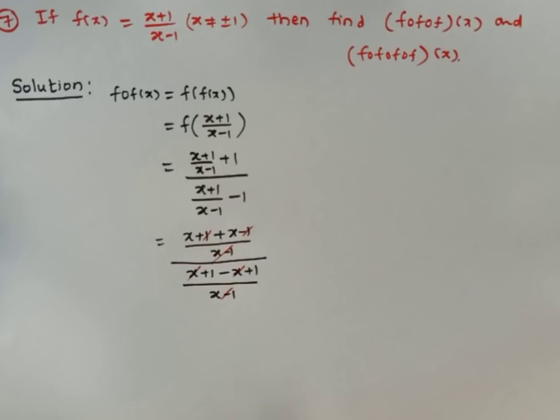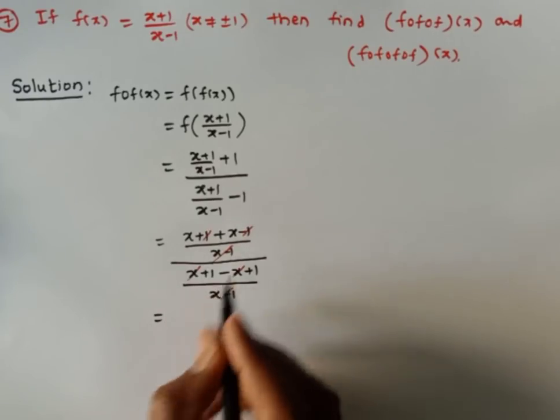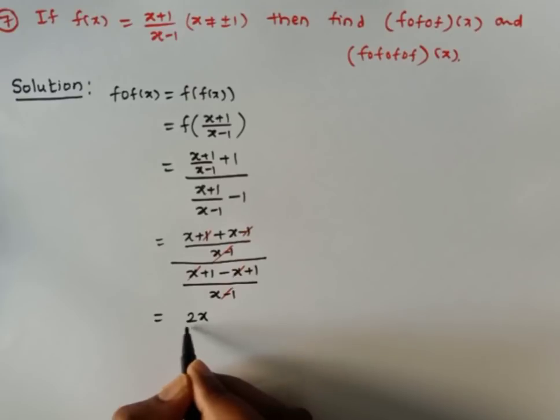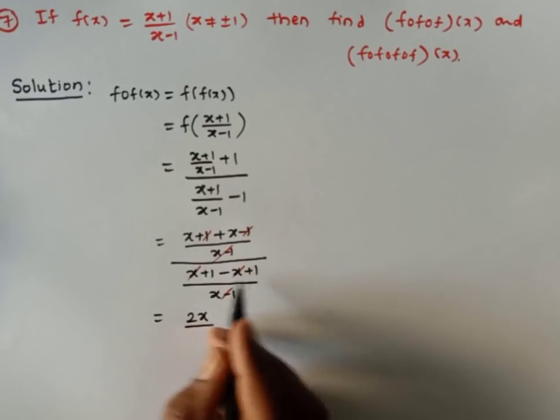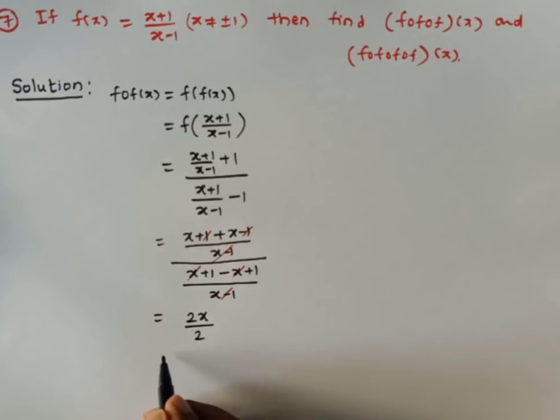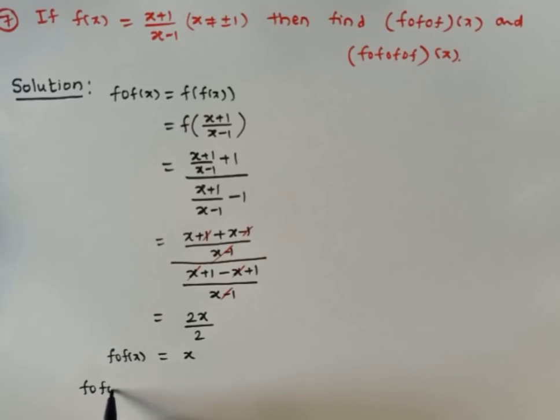So finally we have in the numerator x plus x, that is 2x, divided by 1 plus 1, so that is 2. So this is x only. So f compose f of x is this one. Now by using this we can evaluate f circle f of x. F circle f of x means f of f circle f of x, right?